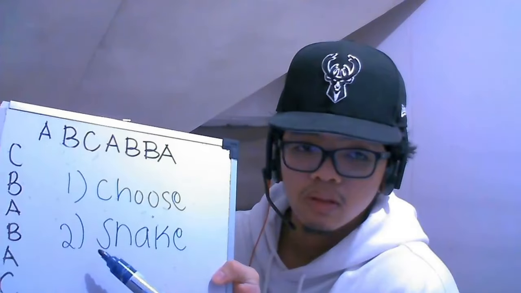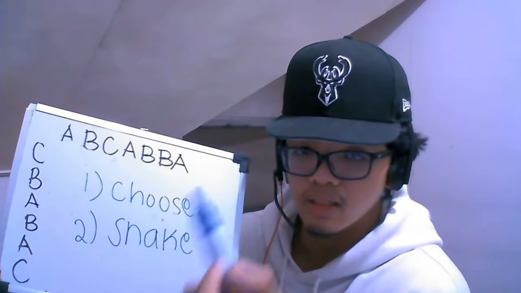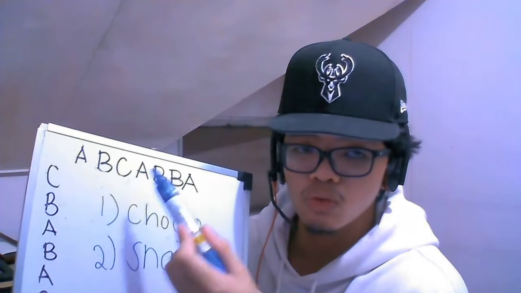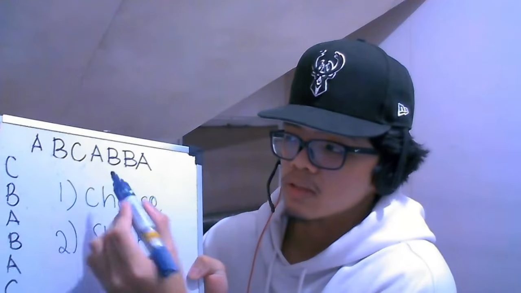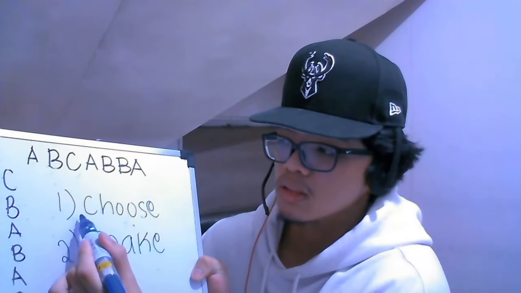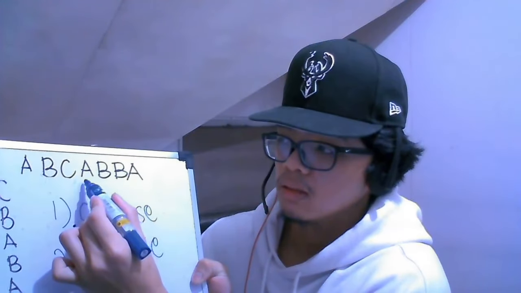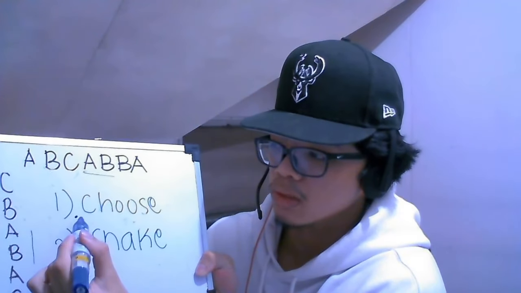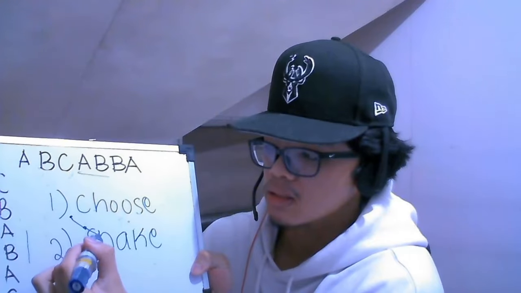Number 2, ask yourself whether it creates a snake. So a snake is a chain of letters that are shared between the two words. So for example, let's say we're in this point right here, and the two words share AB and AB, so it would create a snake here in the middle.